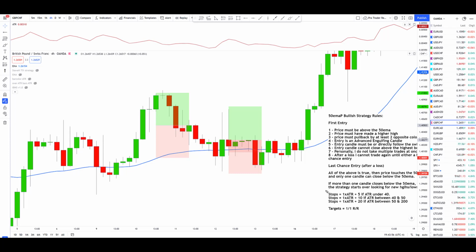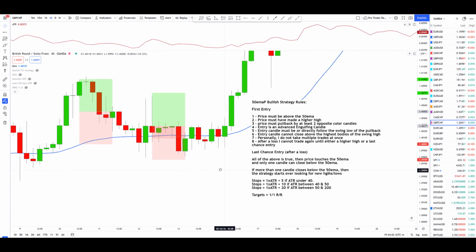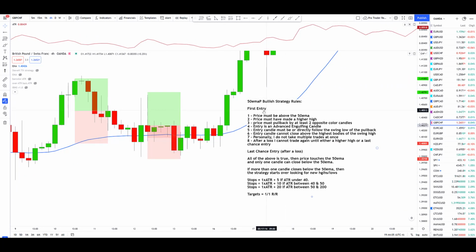But now what I want to do is switch the script, flip the coin a little bit, and go take a look at a bearish example of the 50 EMA first entry and last chance entry. Let's go ahead and do that right now.